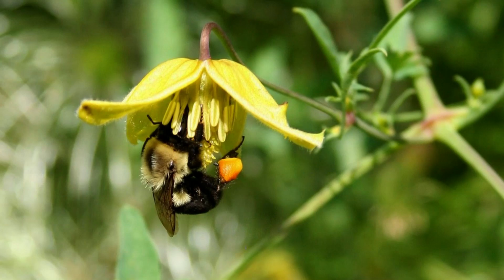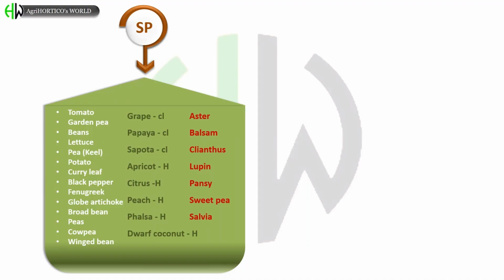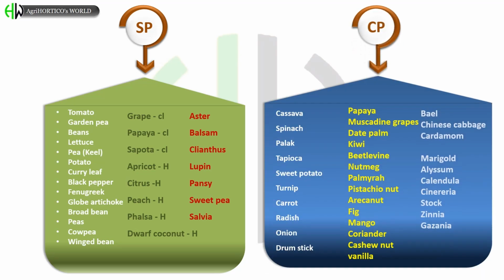Let's continue. Here are the examples for self-pollinated crops. Vegetables like tomato, in which both cleistogamy and chasmogamy are present. Then garden pea, beans, lettuce have cleistogamy, and in pea, the keel mechanism is important. Next, potato, curry leaf, black pepper, fenugreek, globe artichoke, broad bean, pea, cowpea and winged bean. Coming to fruits like grape, papaya, sapota, we observe cleistogamy.